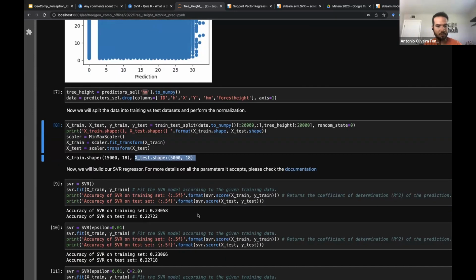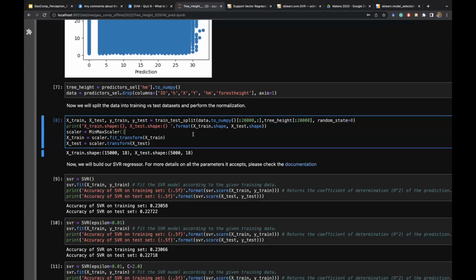Okay, any questions so far? So far we have separated what we're going to be trying to predict, which is tree height. We have removed all the columns or features or predictors that we don't want to use as inputs to the model. And now we have split this data into both training and test sets. So we're going to fit the model to the training set, and then we can run evaluation on the test set.